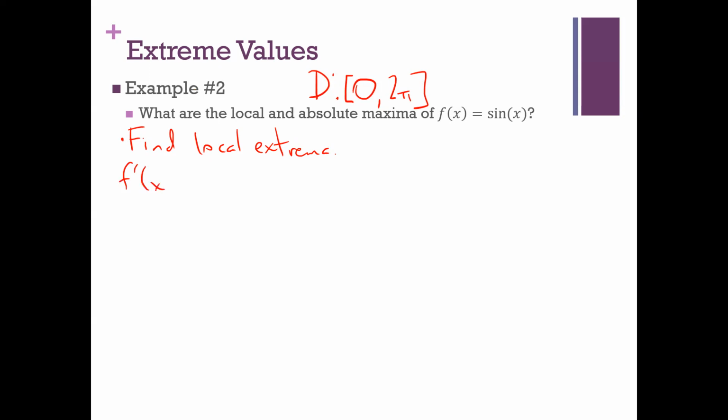f prime of x is equal to cosine. All right. Is there anywhere where cosine of x is not going to exist? No. So the domain of cosine is all real numbers. So we're not going to get any of those points, but are we going to get any values where cosine is equal to 0? Yeah. So where is the cosine of x equal to 0?